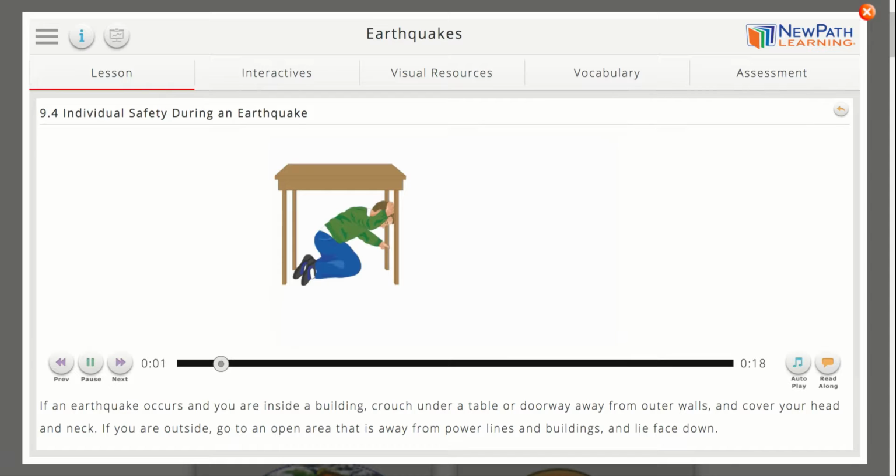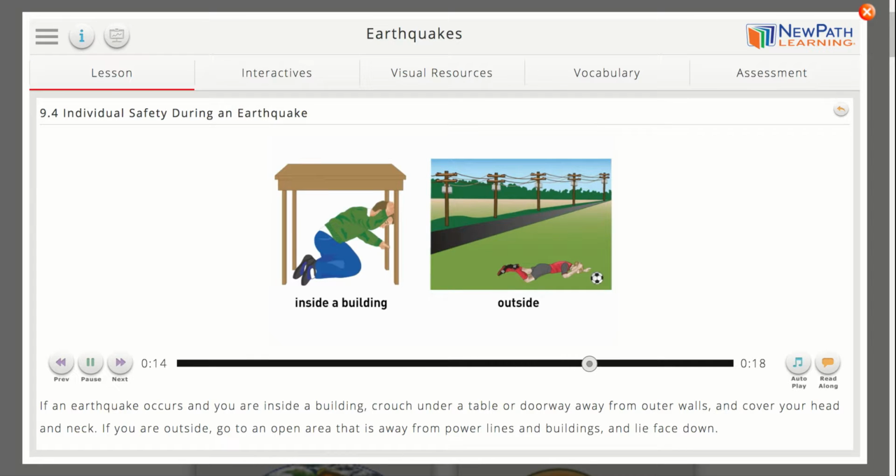If an earthquake occurs and you are inside a building, crouch under a table or doorway away from outer walls and cover your head and neck. If you are outside, go to an open area that is away from power lines and buildings and lie face down.